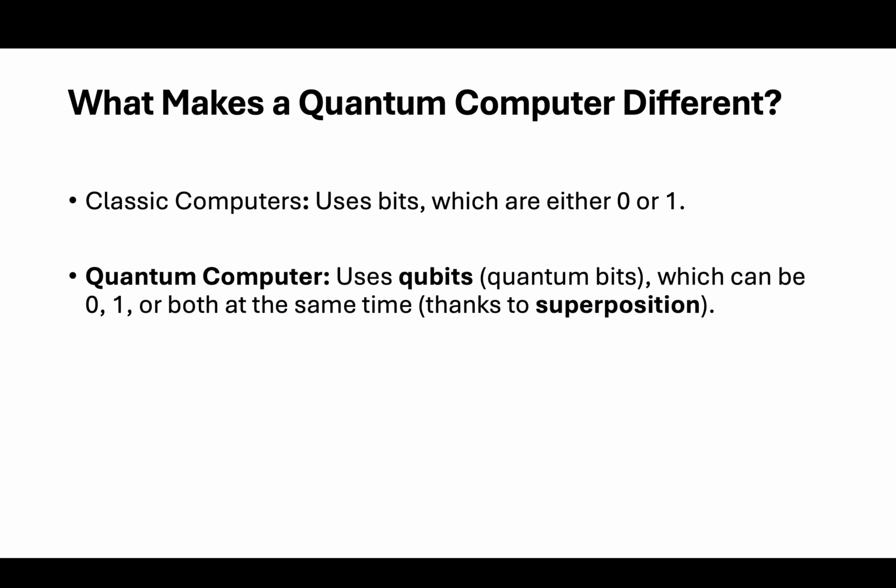There are classical computers and quantum computers. So, what is the difference? Classical computers use bits, which are either 0 or 1. In the case of quantum computers, they use quantum bits, which can be 0 or 1 or both at the same time. We'll be going into detail about superposition in subsequent slides.